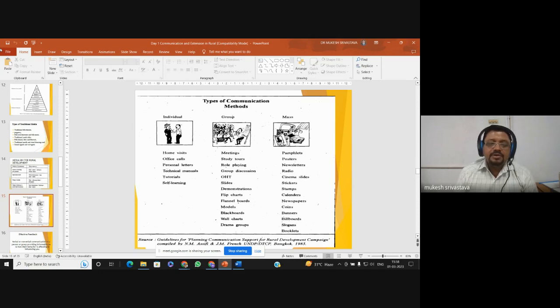If we talk about individual methods, you can use home visits, office calls, personal letters. You can send them personal letters, technical manuals, and tutorials to these rural persons. Obviously there is some self learning they will generate out of this. So these are some individual methods. What we are trying to do is maintain face to face contact with the respondent or the persons living in the rural areas. Now another thing is group.